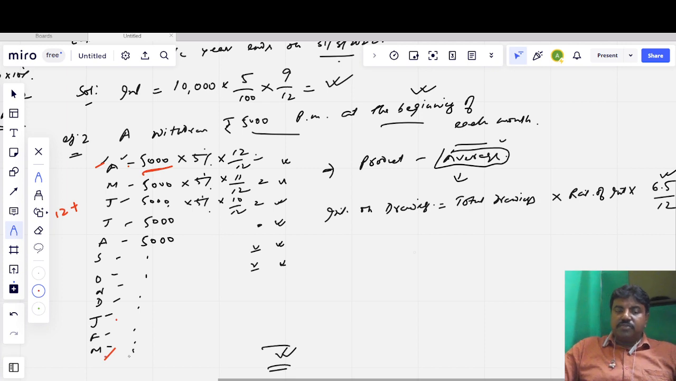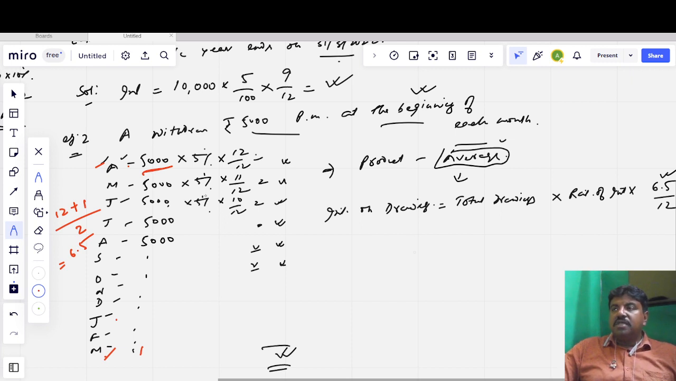And from the last drawings, March 1 is the last drawing. So from March 1 to the year ending, 31st, it is 1 month. So let's average these two periods. If you average these periods, it becomes 6.5. If you ask me where this 6.5 comes from, then the explanation is this.